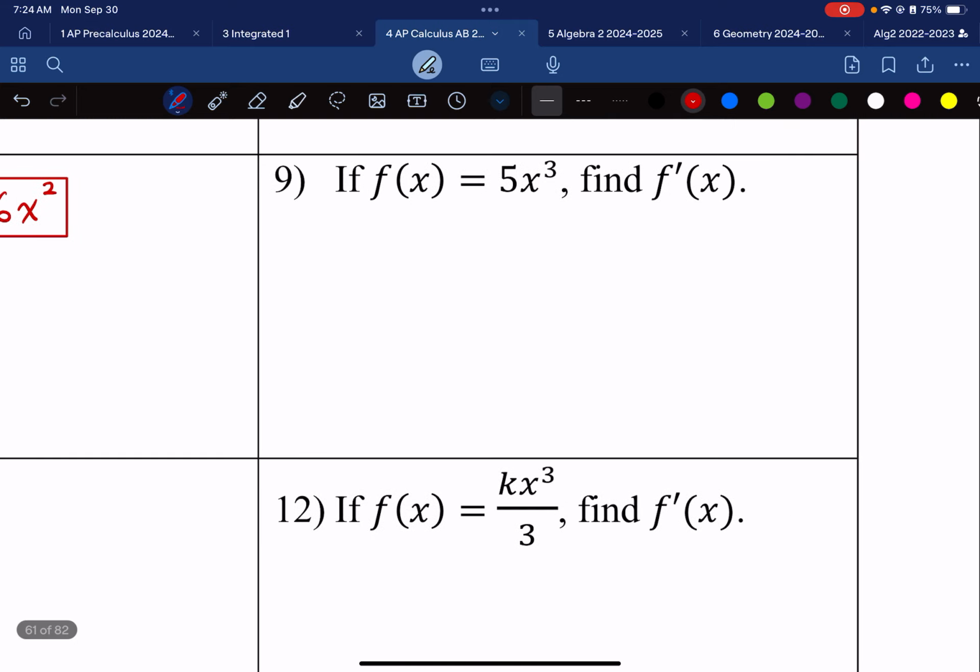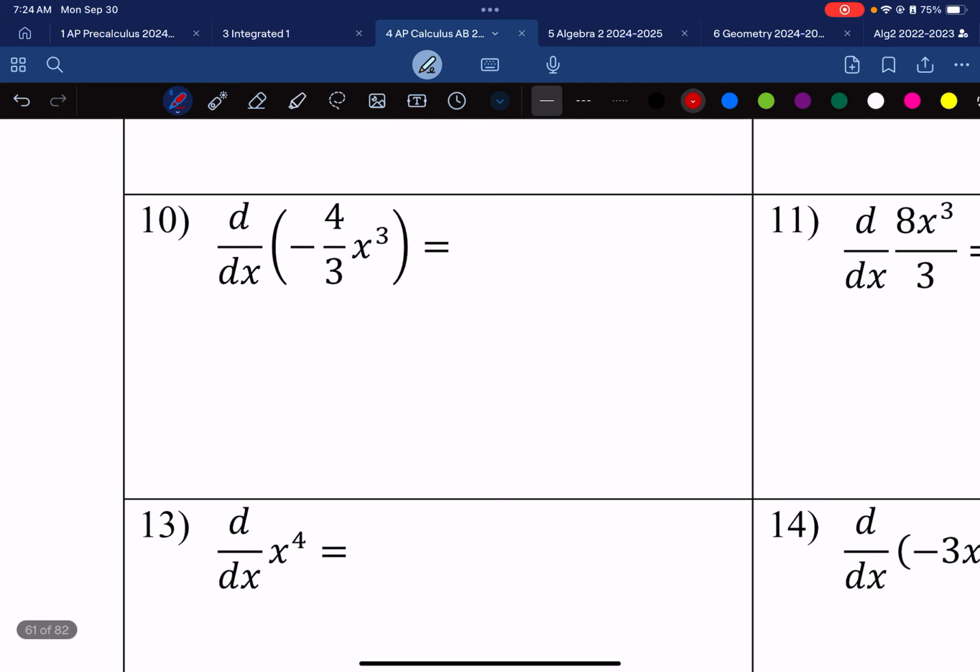And then coming over here to find f prime of x, that is going to be equal to 3 comes down, multiplies by 5. 3 times 5 is 15. x to the power of, it goes down to the power of 2 from 3. And I box it.